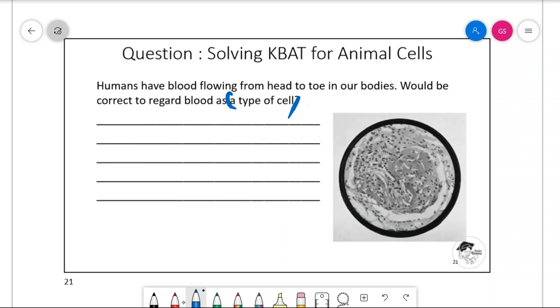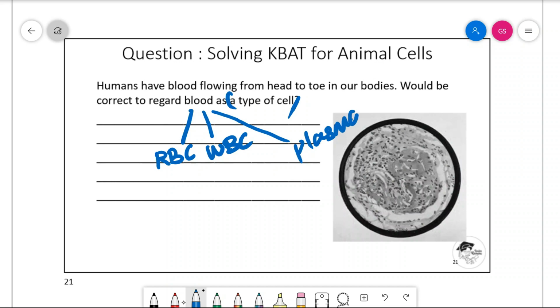It's asking you a type of cell. So now let's break it down. Inside blood, what did we learn just now? Two types. Number one, red blood cell. Number two, white blood cell. But not just that, no. There are other things such as plasma in your body.